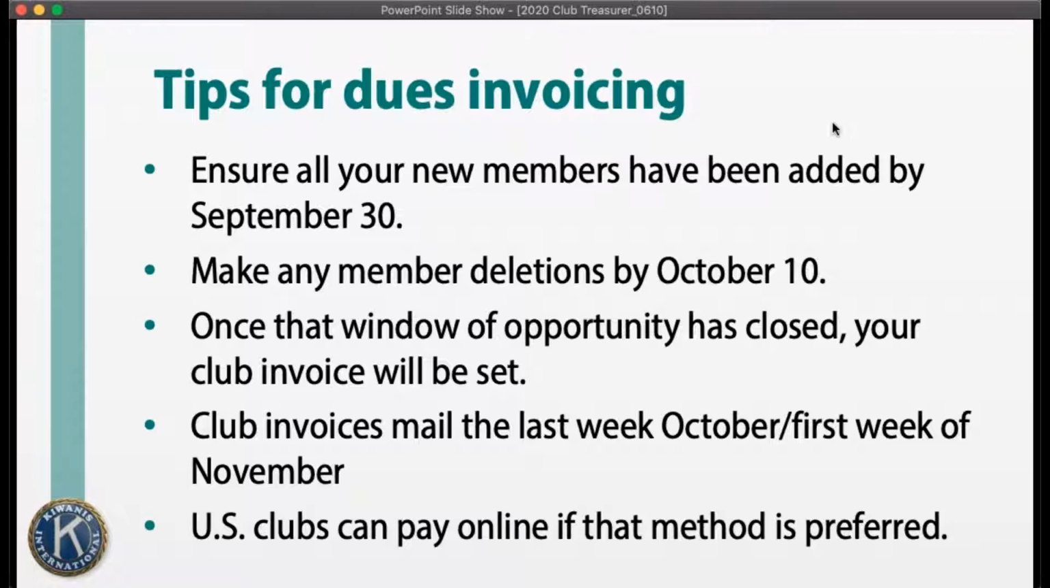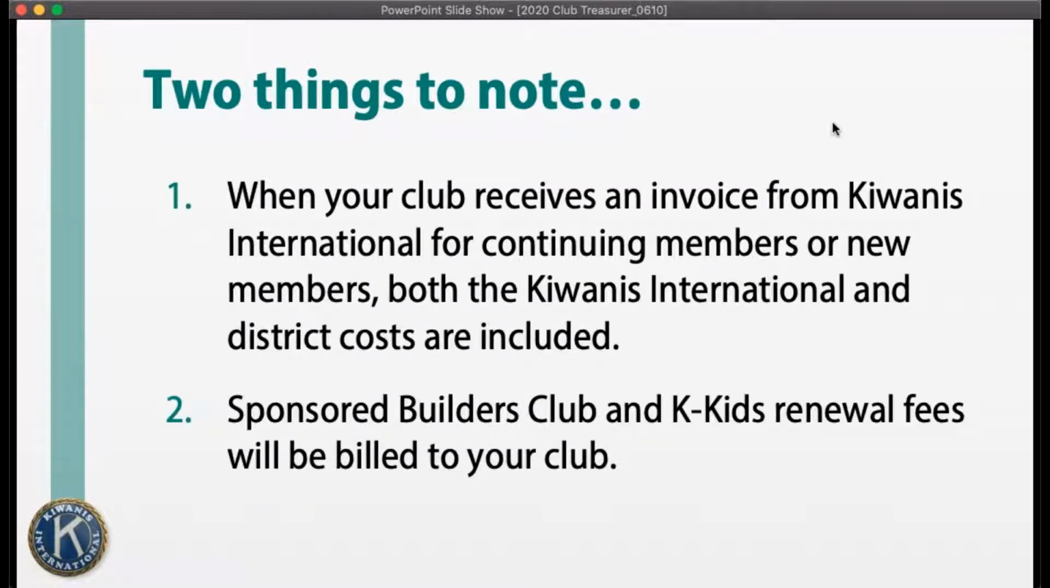A note for our North American clubs: when your club receives an invoice from Kiwanis International for continuing members or for new members, both your Kiwanis International and your district dues are included in the invoice. The second thing is, if your club sponsors a builders club or K-Kids, their renewal fees will also be attached to your invoice and billed to your club.